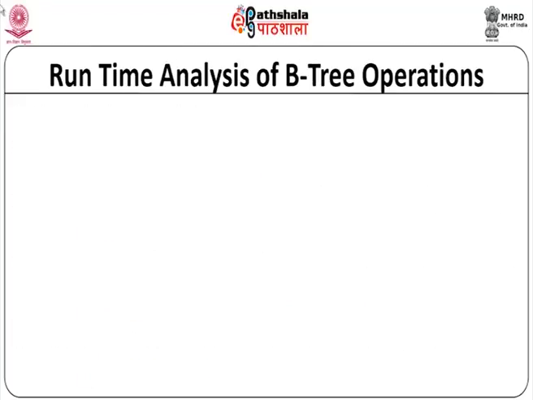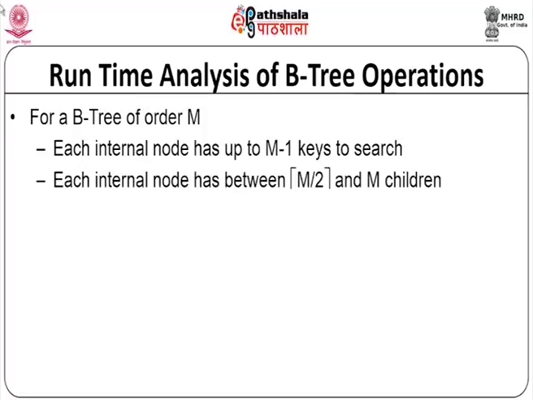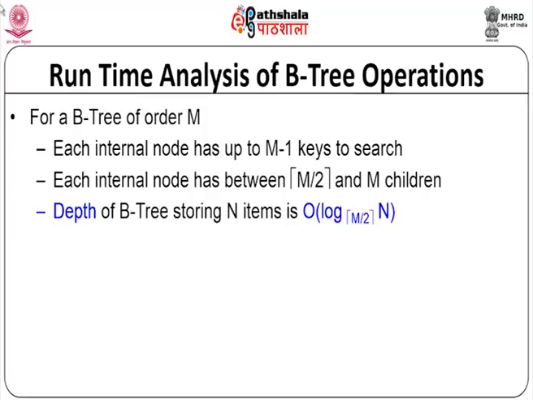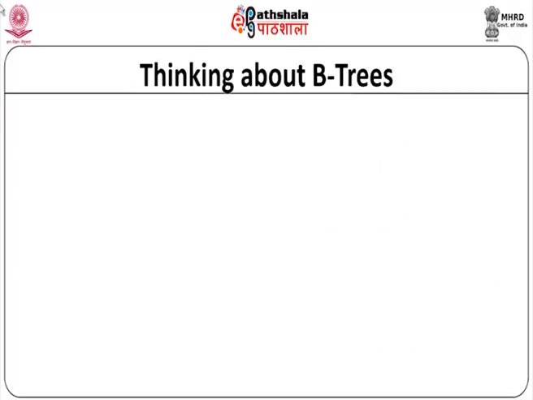And the runtime analysis of B tree operations. For a B tree of order m, each internal node has up to m minus 1 keys to search, and each internal node has between m/2 and m children, the lower bound and upper bound. Depth of a B tree storing n items is of the order of log base m/2 of n. So, runtime is approximately of the order of log m to binary search which branch to take at each node, but m is small compared to n. Total time to find an item is of the order of depth times log m, which is of the order of log n. So, now let us just go through the concepts of B trees.